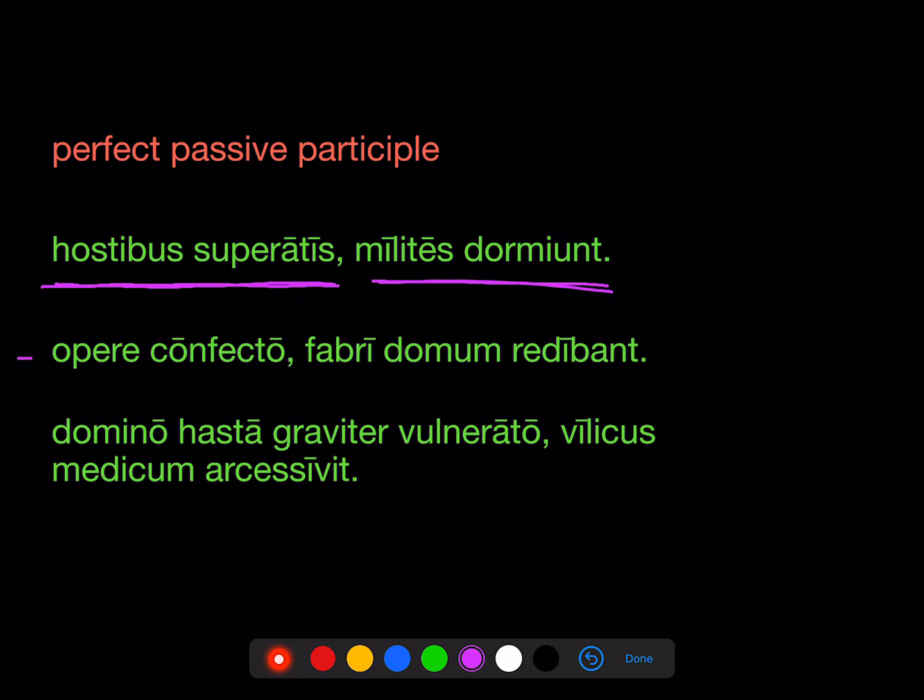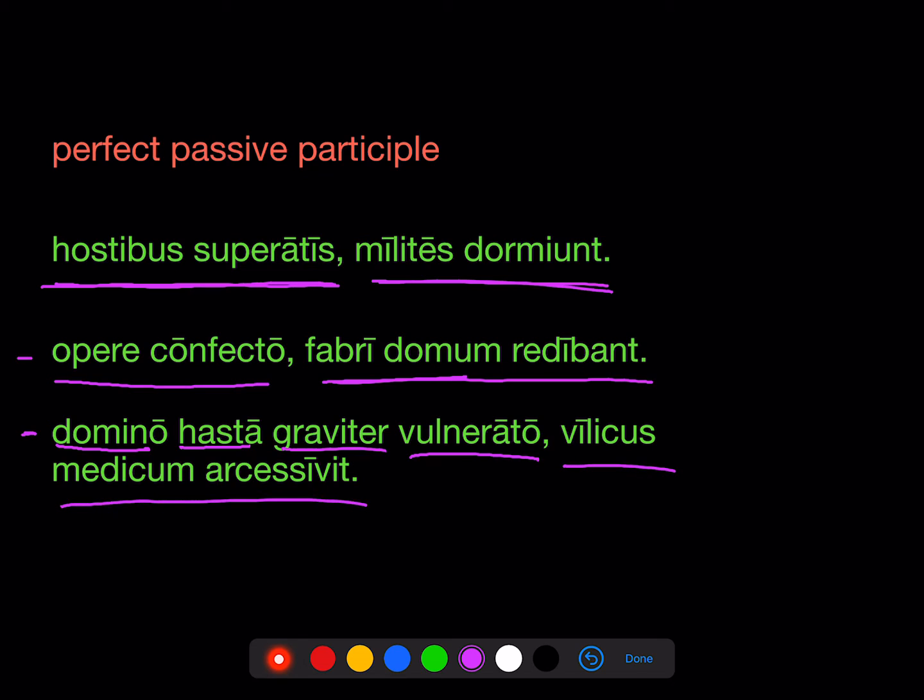Opere confecto fabri domum redibant. With the work having been finished, the workers were returning home. And here's a longer one. Domino hasta graviter vulnerato, vilicus medicum arcesivit. With the master having been wounded gravely by a spear, the steward summoned a doctor.